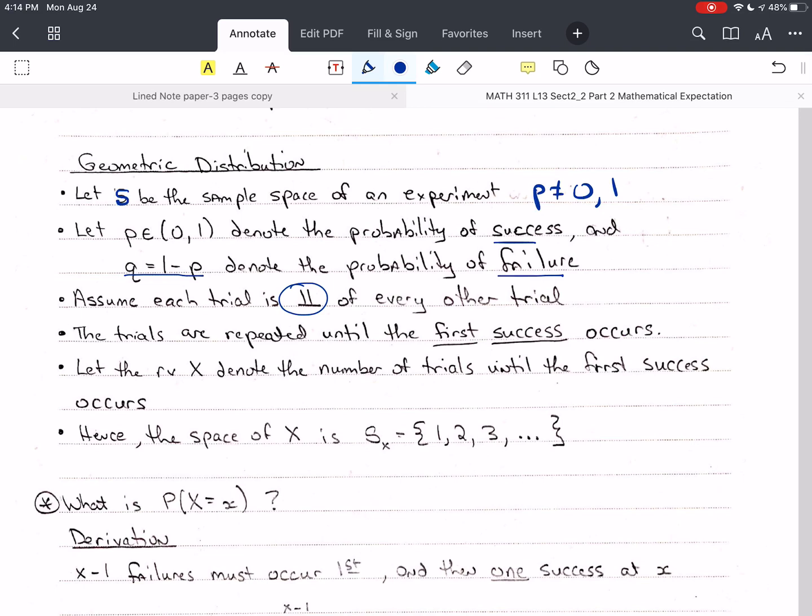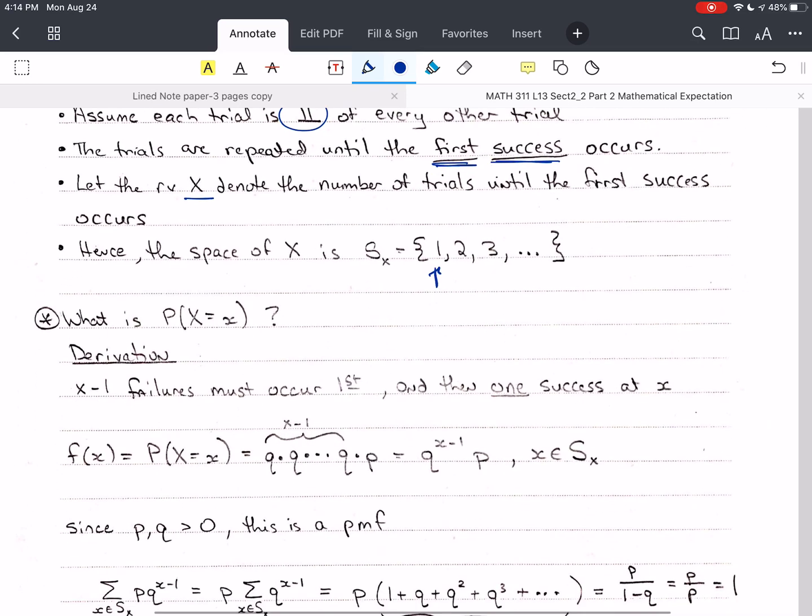We're going to repeat the trials until the first success occurs. We're going to let the random variable x denote the number of trials until the first success occurs. It's very important to define x, your random variable. So the space of x, S of x, starts at 1. We can't have a success unless we perform the trial at least once. But it doesn't have to be a success on the first time or the second time or the third time. Those are all possibilities. Technically, in theory, we could go on forever. Okay. So this is an example of an infinite but countable space for x.